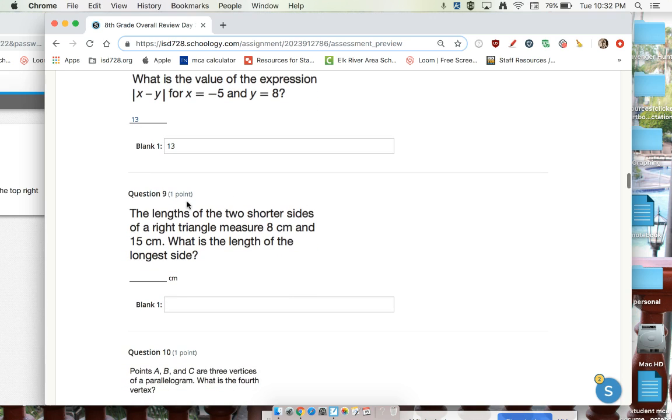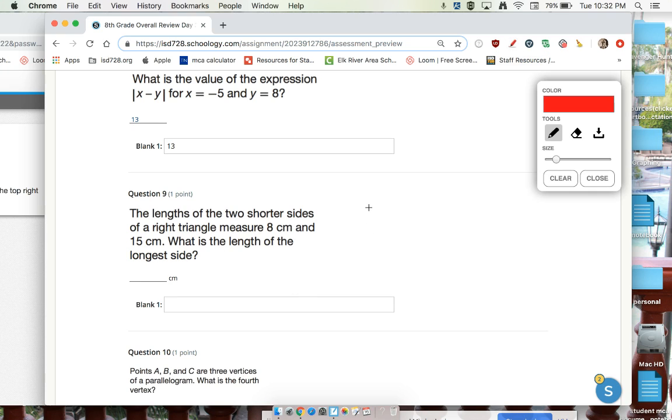Number 9. The lengths of two shorter sides of a right triangle measure 8 and 15. What is the length of the longest side? So you just need to remember that the longest side is always the hypotenuse, which would be equivalent to C. So I have an 8 here. It doesn't matter where you put it. A 15 here. All you need to know is that they are what created the right angle.